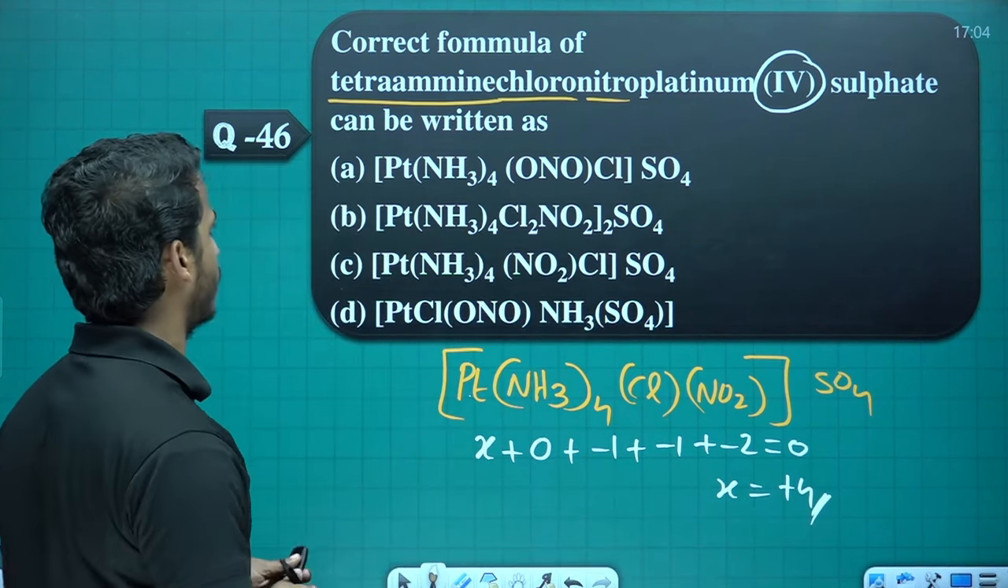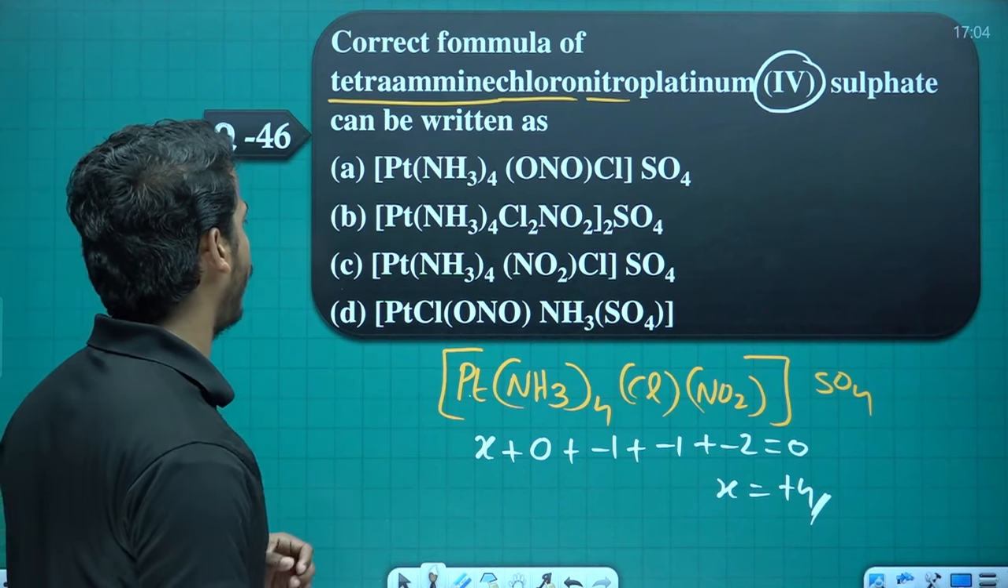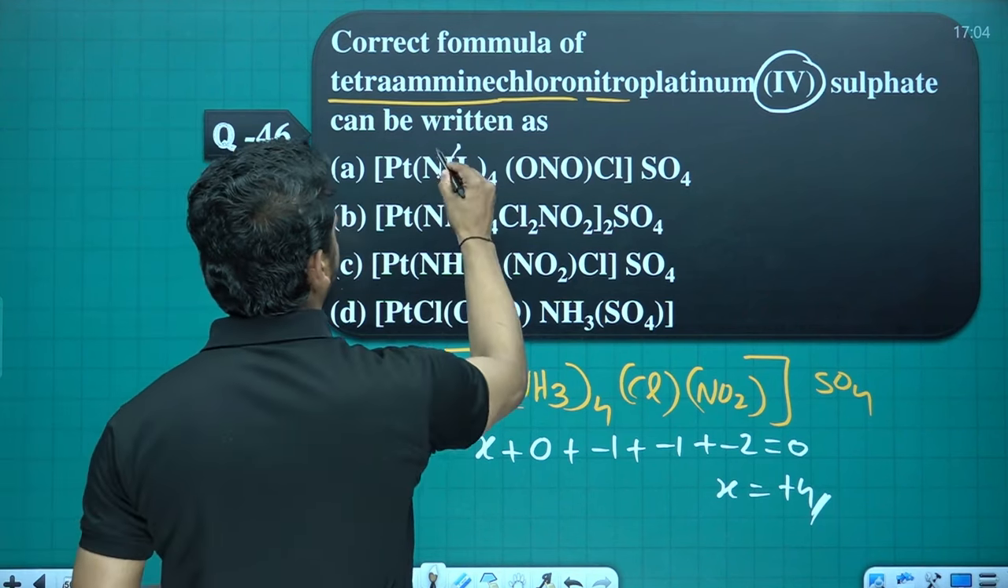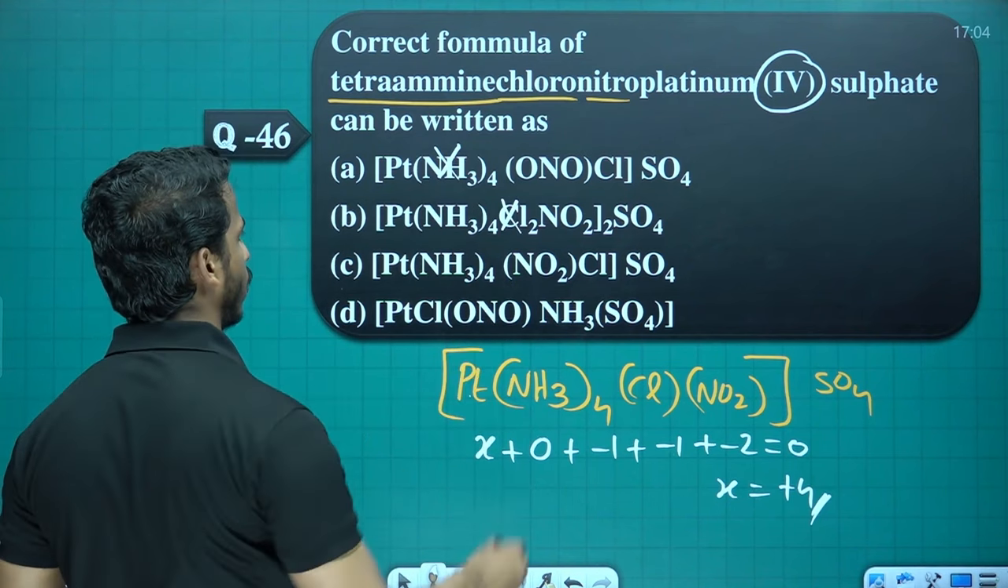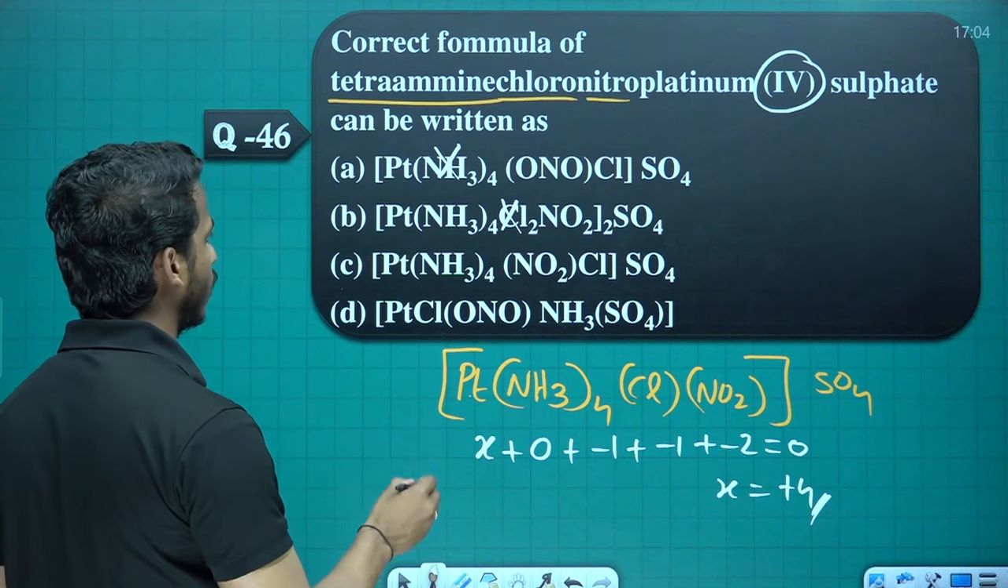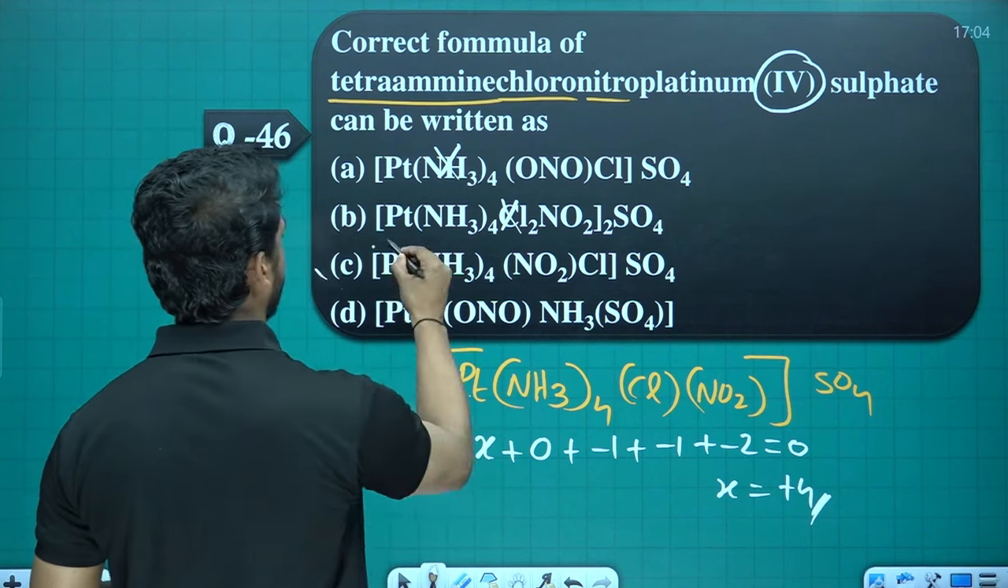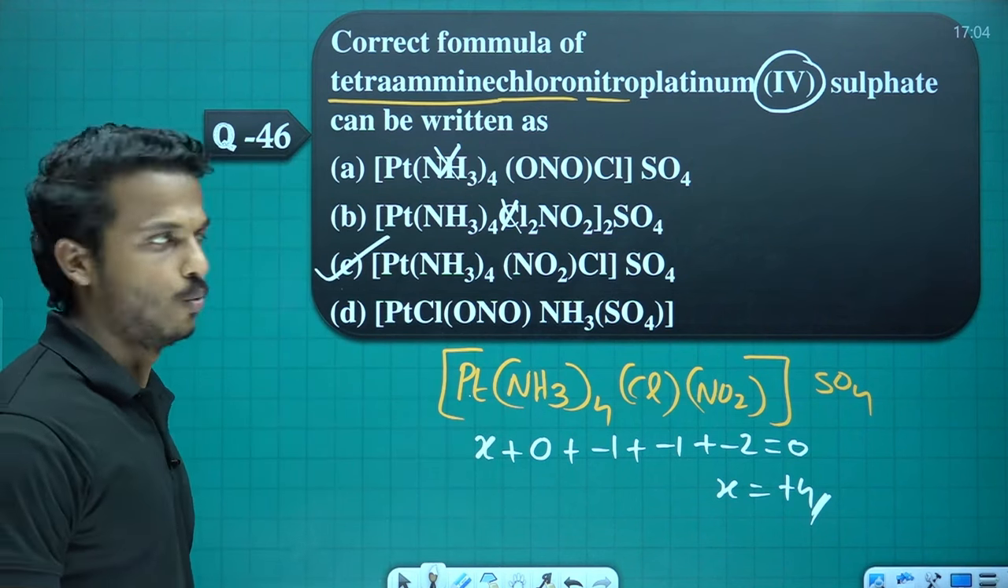So where is this complex, my dear? Check it. Pt, NH3 4 times, ONO, no. And Pt, NH3 4 times Cl2, 2 chlorine not required. Pt, NH3 4 times Cl, NO2, SO4. Yes, option C is the correct one.